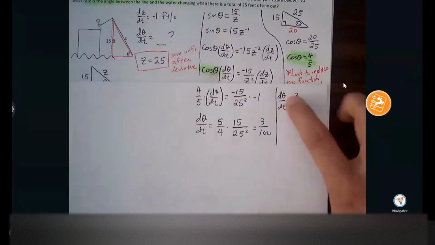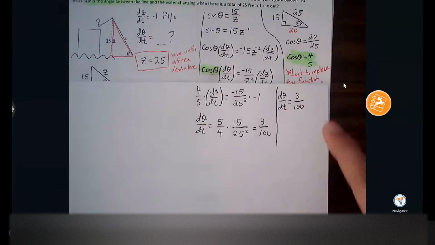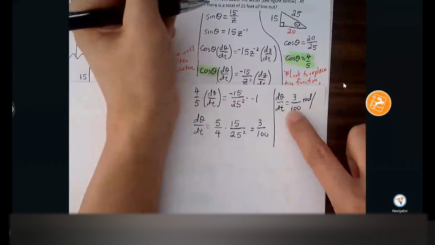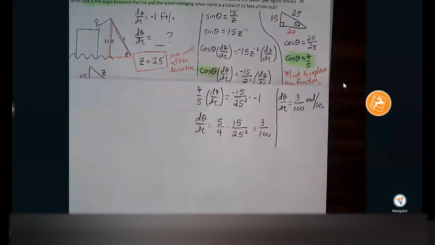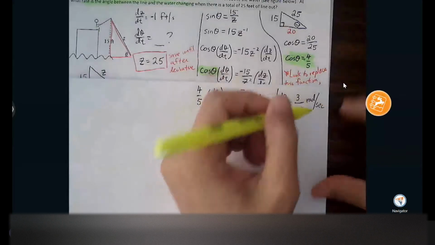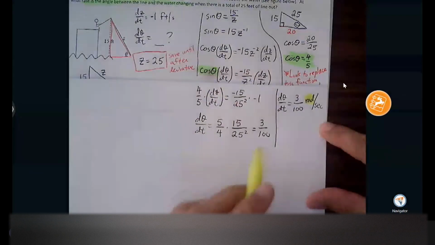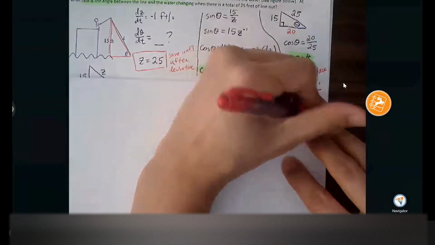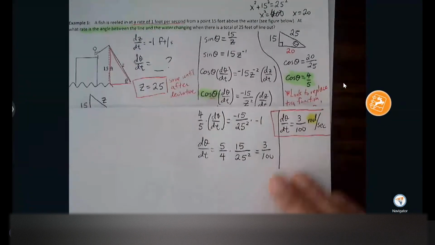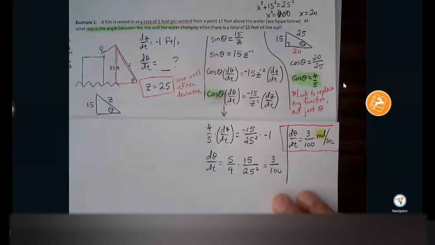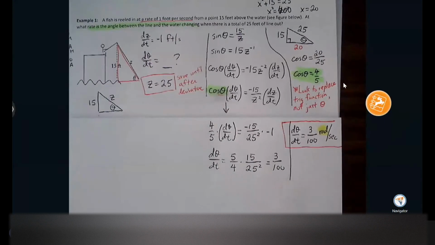Now, the units of measure for theta is not going to be in degrees. It's always going to be in radians. So we're going to say radians, and then the time unit is seconds, so radians per second. All right, any questions with number 1?